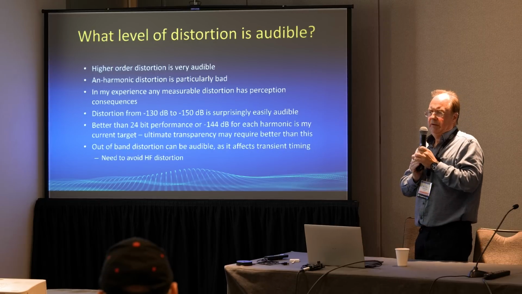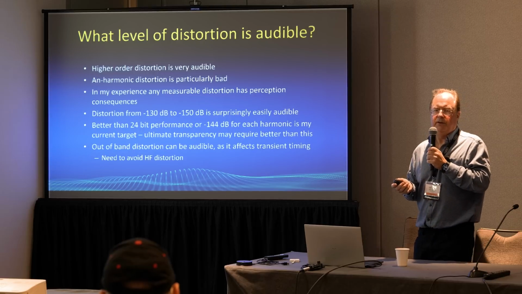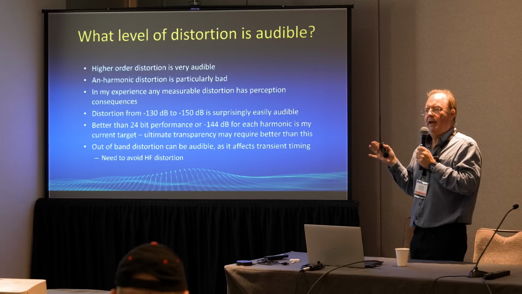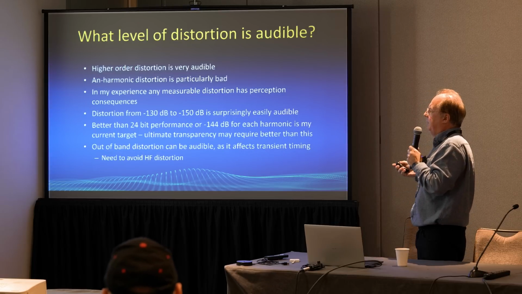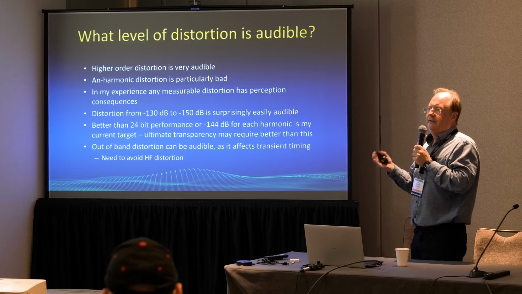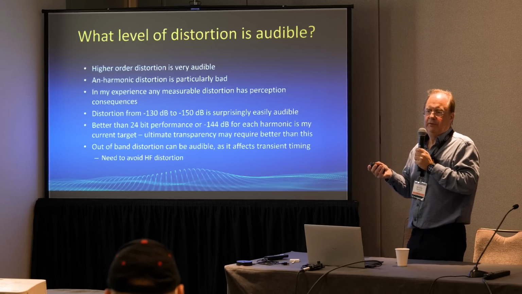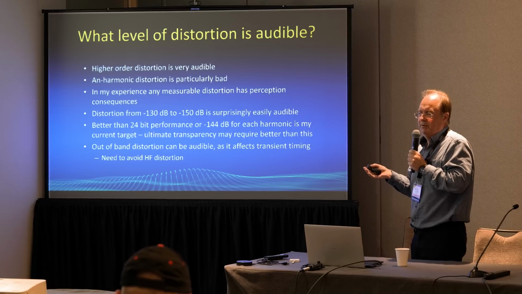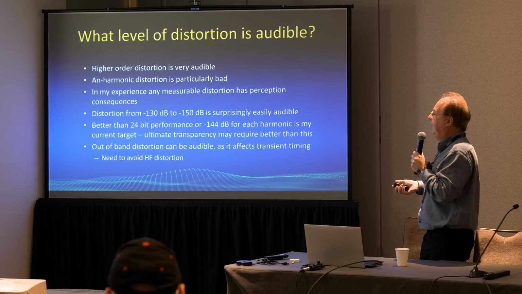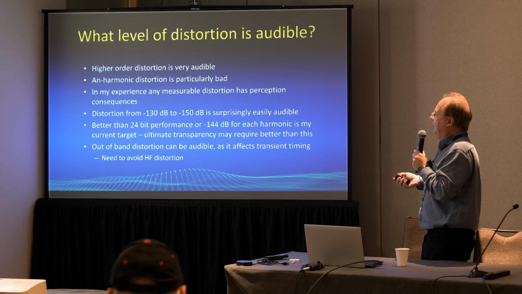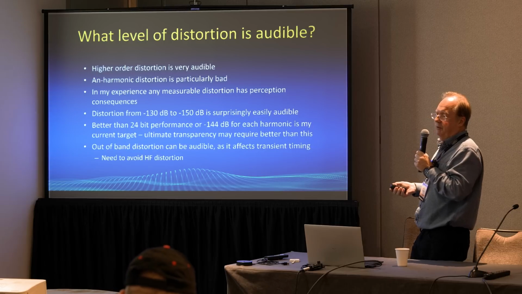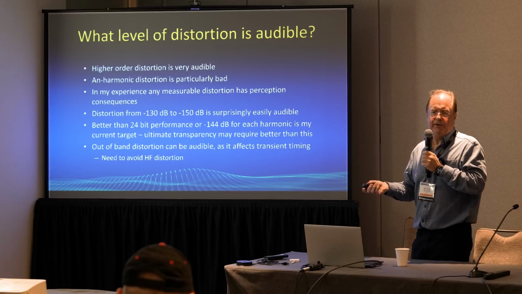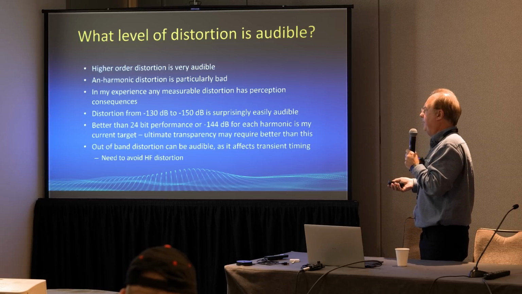So what levels of distortion are audible? Higher order distortion is a massive problem. And anharmonic distortion, that is distortion that is not harmonically related to the input signal, that is also a big problem. Generally, if I see something that's measurable, then it will have an audible consequence. So if you reduce that distortion, you'll get a sound quality benefit, assuming you haven't changed anything else when you've done that change. And that's a big assumption, by the way. So I generally go for 24-bit performance, so as a target, harmonics should be below minus 144 dB. I don't know whether that's the ultimate limit, because that's pretty much the best that we can do at the moment, or I can do at the moment.